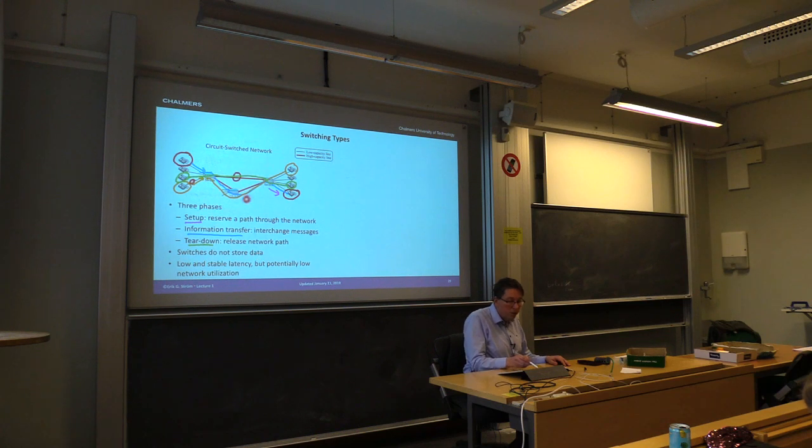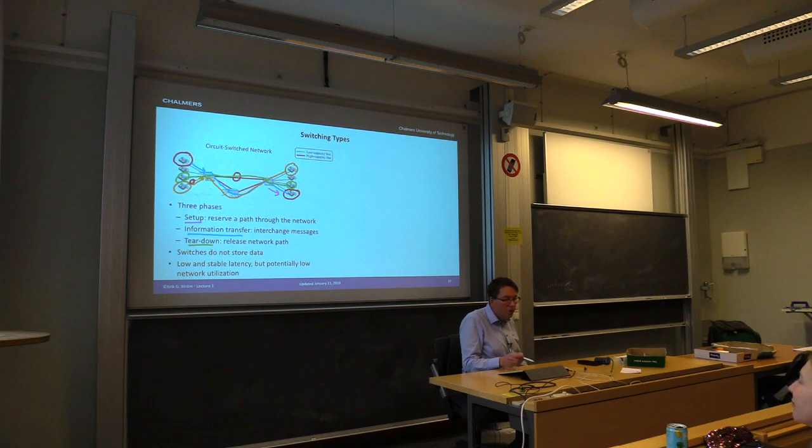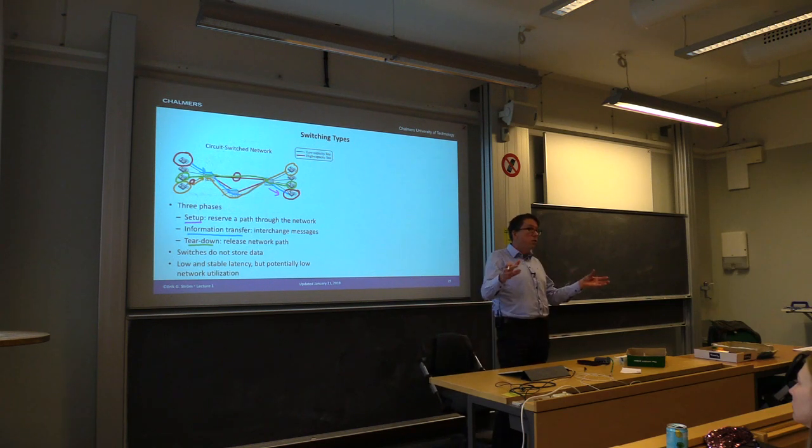The advantage of a circuit switched network here is low and stable latency. And the reason for this is that there is a connection being set up, and this remains in place for the entire communication. So very little things can disturb this communication. The delay will be the same. It will be fairly low. The problem is that once a connection has been established, it will be using network resources regardless if there is any communication going on or not.